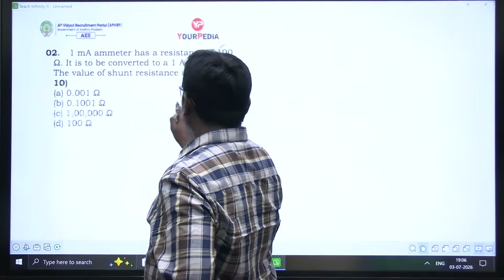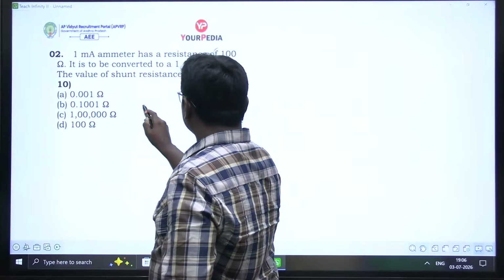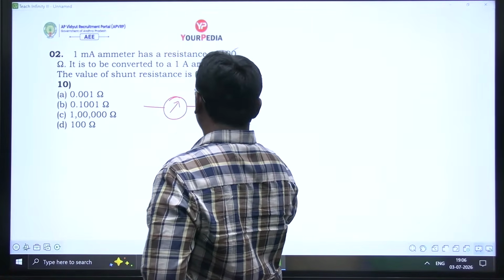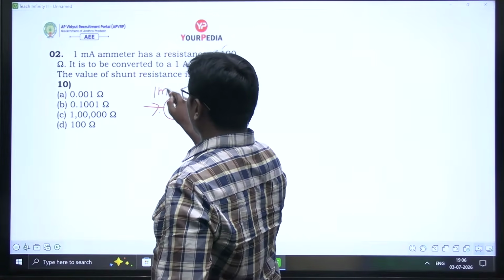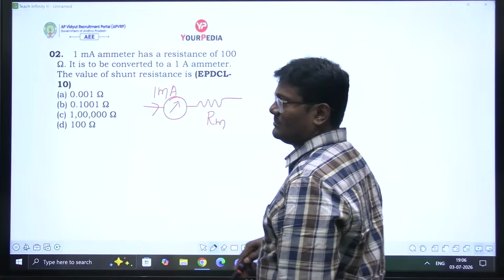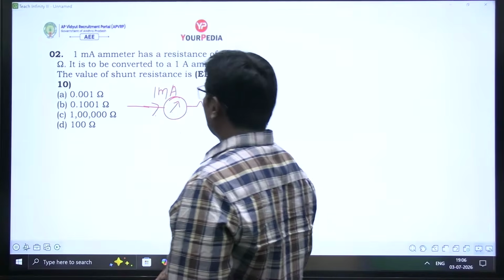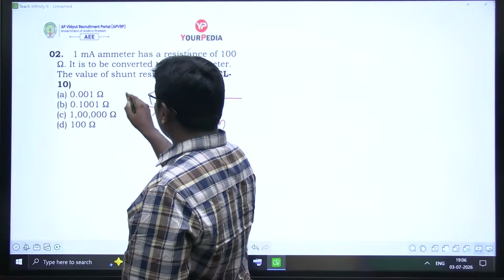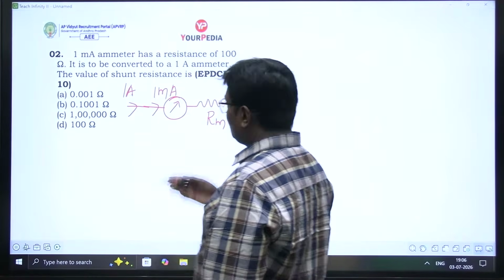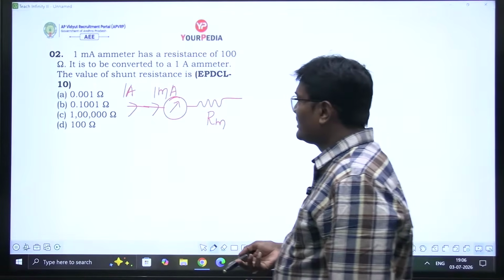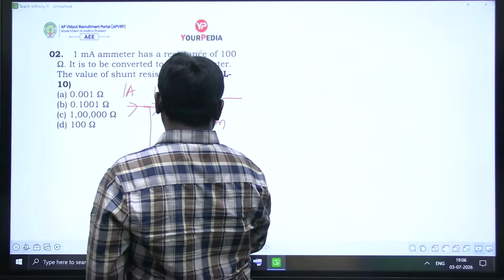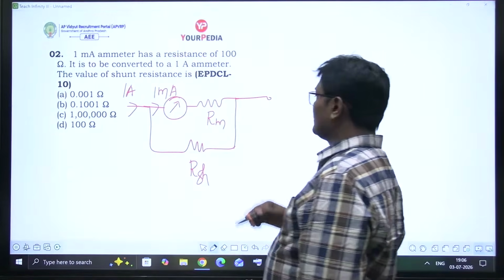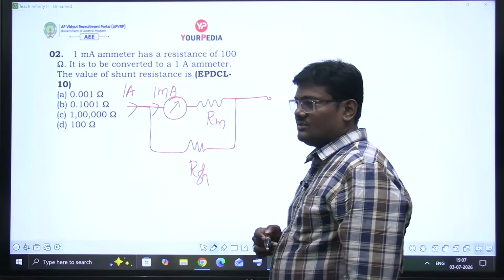First of all, I will take one ammeter. The meter resistance is Rm, and the meter current is 1 milliampere. Now it is extended to 1 ampere. Obviously there is no other option: in series the current is the same, so you connect a shunt resistance here. The shunt resistance is RSH.